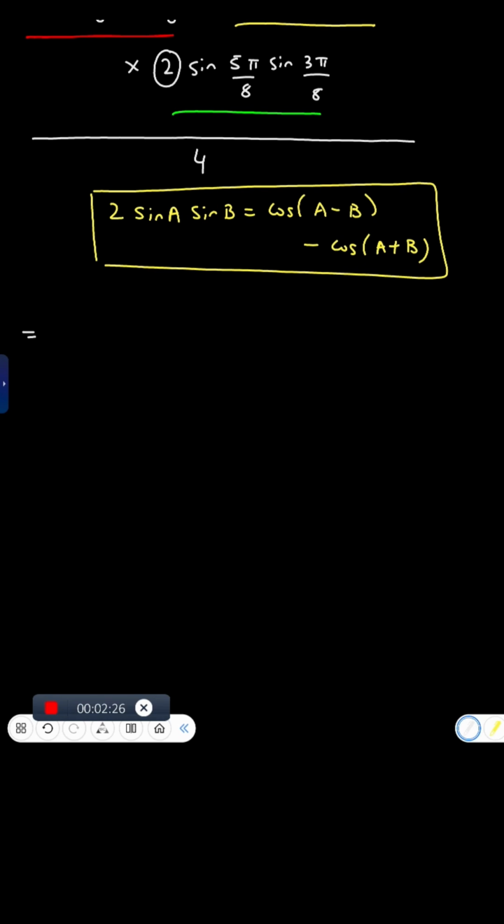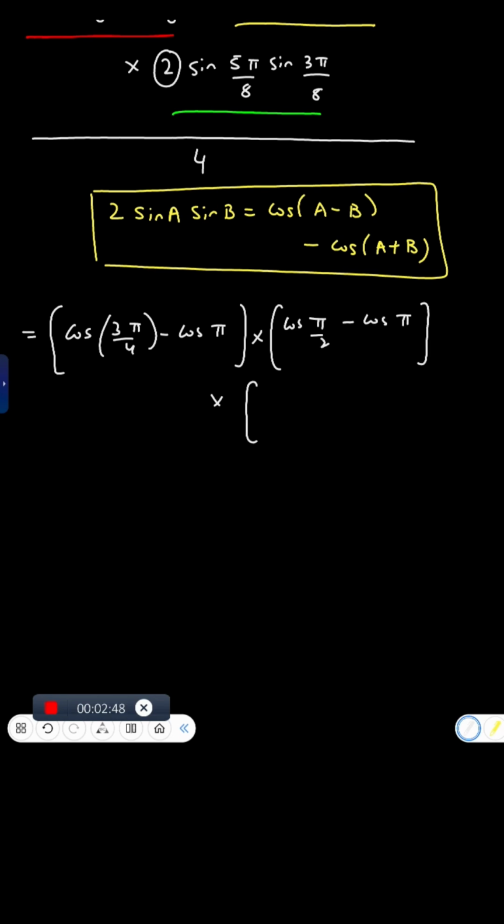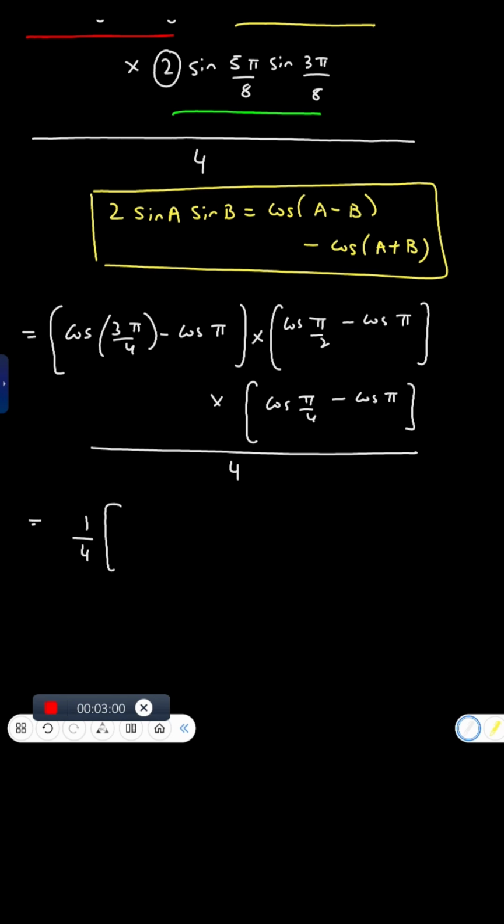So the first answer will come to be cos of A minus B, which is 3 pi by 4, minus cos pi. In the second grouping, if I apply the same formula, I will get cos pi by 2 minus cos pi. In the third grouping, if I apply the same formula, I will get cos pi by 4 minus cos pi, and the whole expression is divided by 4. Now I will take that 1/4 outside, and let's simplify it.